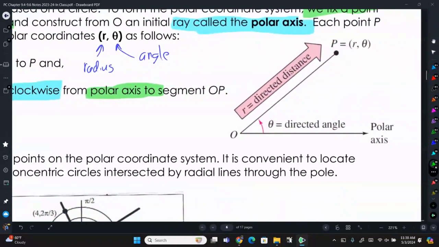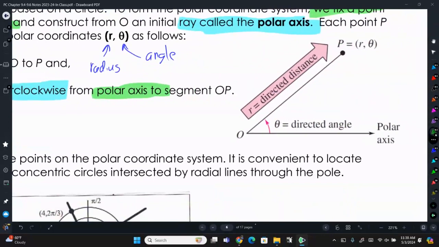So this is what an example of a point would be. You'd have your pole right here, which is 0, 0, your positive x-axis, which is now called the polar axis, and then we rotate theta degrees or radians, depending on what we're given. Mostly we're going to be given radians. So we rotate theta radians, and then we extend our terminal side of the angle, our units, after we do that rotation.